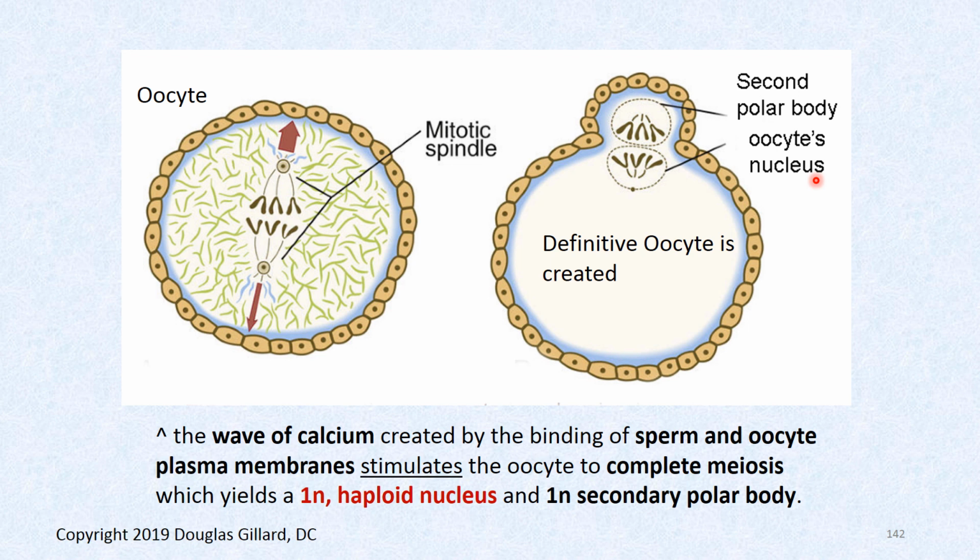All right, I guess I thought I took these out, but I did leave them in. So, wave of calcium created. We went through that already. So there's the second polar body being formed, though, because we're forming new cells, but this one steals all the cytosol.